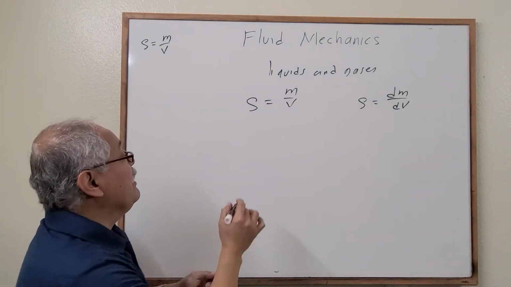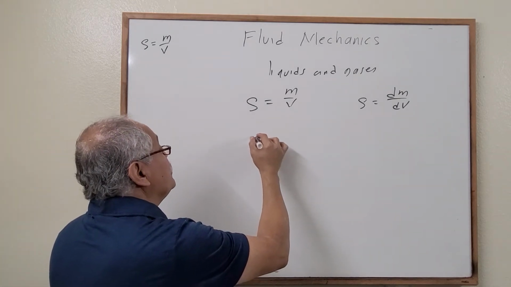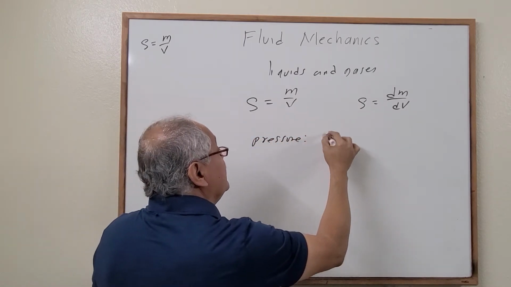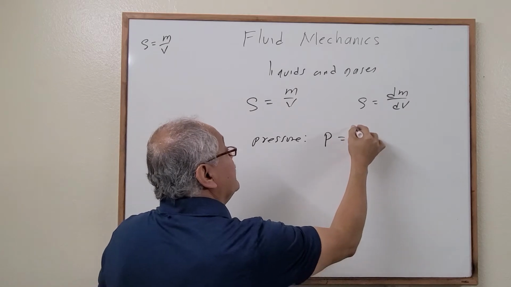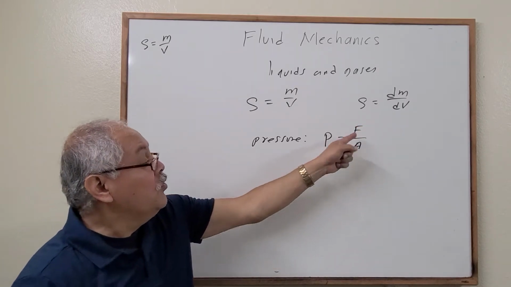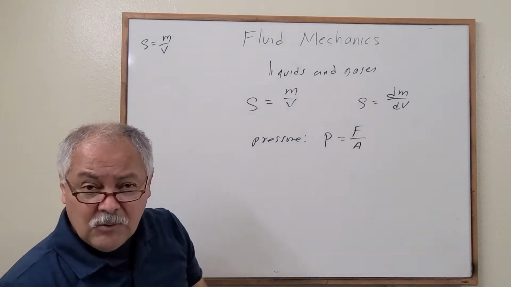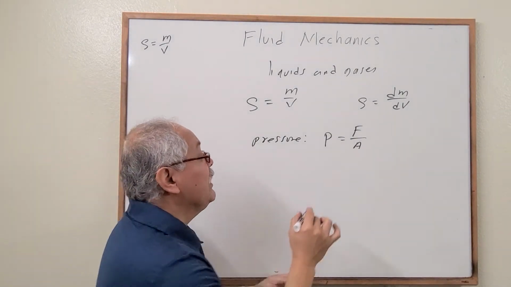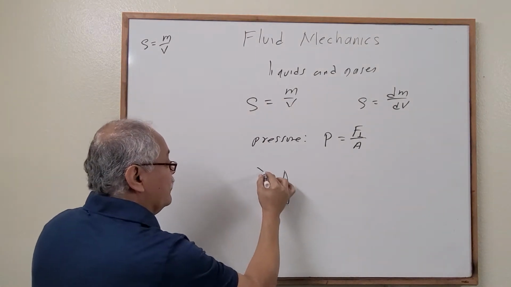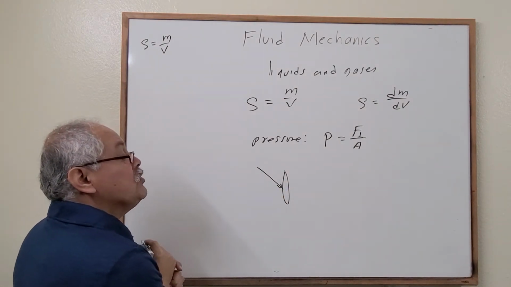Okay, also we have another quantity, and that is pressure. Pressure, that's the symbol for pressure, is defined as force divided by the area. Well, this force is the perpendicular component to the area. For example, imagine a surface and we have a force acting on the surface. What should be the pressure?